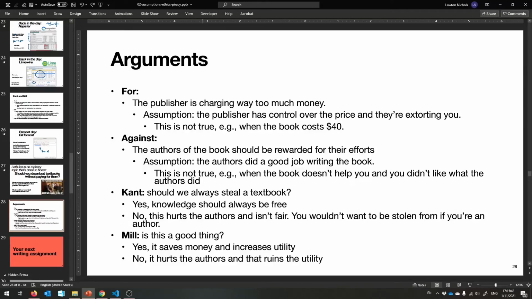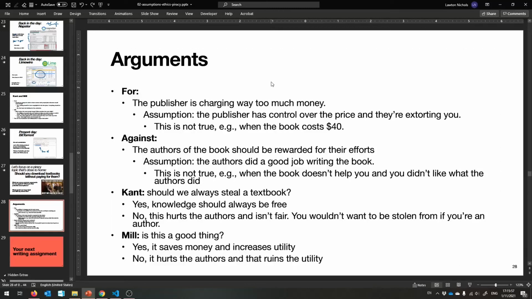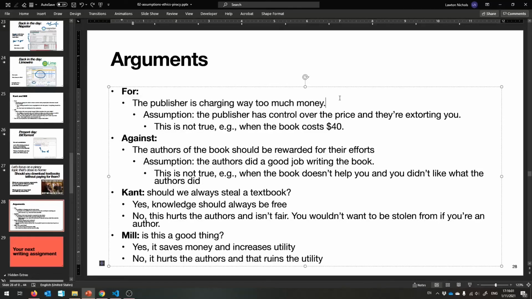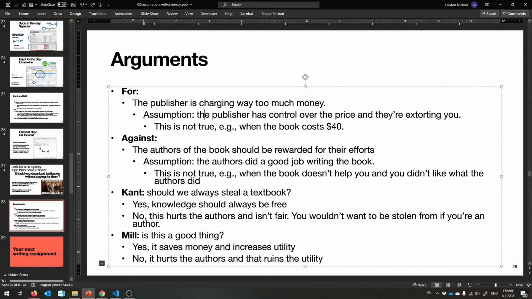We've got some arguments for and against. Here are the ones that I thought of. I'm sure there's plenty more. The first one is, well, it's okay to steal a textbook because the publisher is charging way too much money, and I'm sure many of us believe this. If a textbook is $200, that just seems wrong, right? So that's an appeal to emotion, right? An appeal to your credit card.